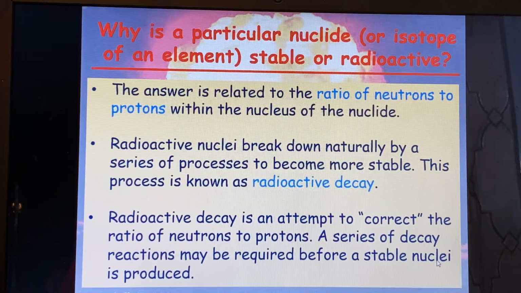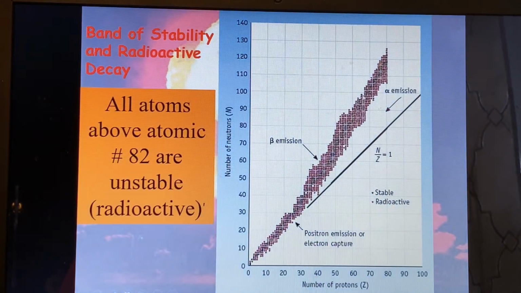All right, another term for radioactive decay is transmutation. I'll talk about that later. It's changing one element into another, or more specifically, one nucleus into another. So here's that graph that I was talking about.